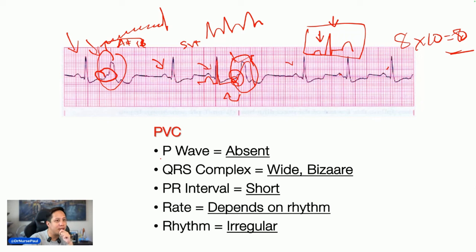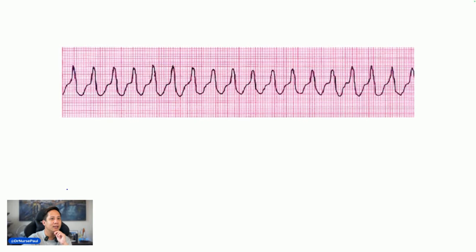What is PVC? Abigail, I said it earlier, it is premature ventricular contraction. Premature ventricular contraction, okay? That's a common NCLEX question. What do you see here, guys? Do I have a P?